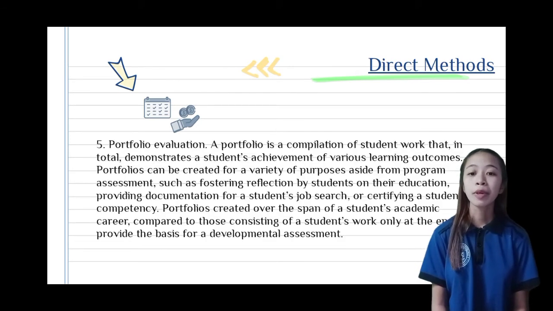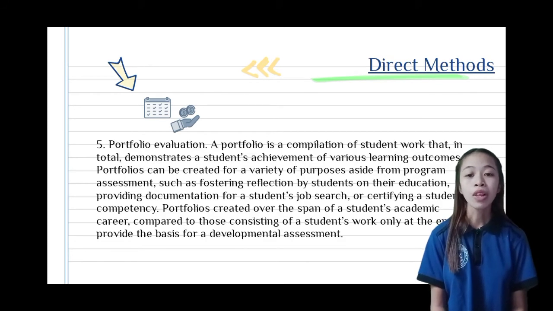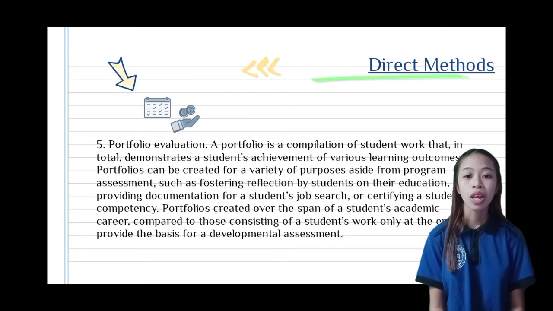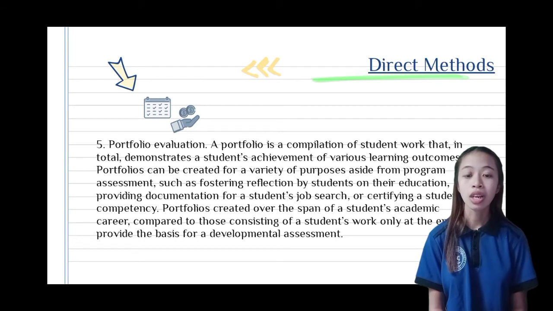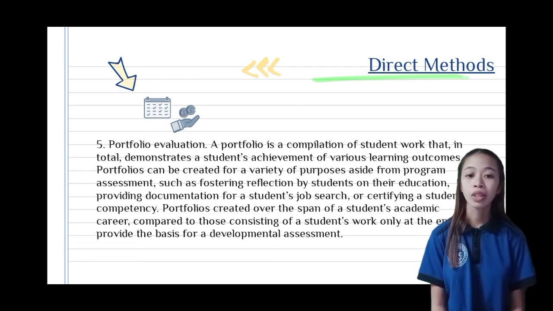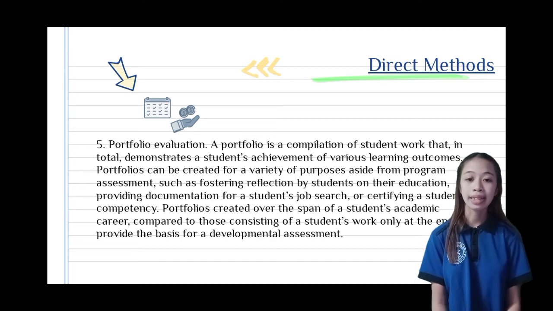Fifth, portfolio evaluation. A portfolio is a compilation of student work that in total demonstrates a student's achievement of various learning outcomes. Portfolios can be created for a variety of purposes aside from program assessment, such as fostering reflection by students on their education, providing documentation for the student's job search, or certifying students' competency.